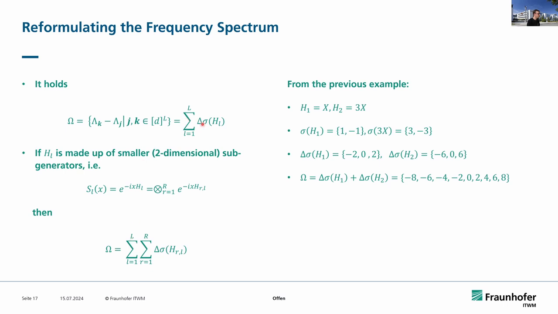By the formula here, you know the frequency spectrum is the Minkowski sum. So minus 2 plus minus 6 is minus 8, minus 2 plus 0 is minus 2, minus 2 plus 6 is 4, and so on and so on. You compute all possible combinations and you get the same set as previously. I mean, what do you expect? You get all even integers between minus 8 and 8.